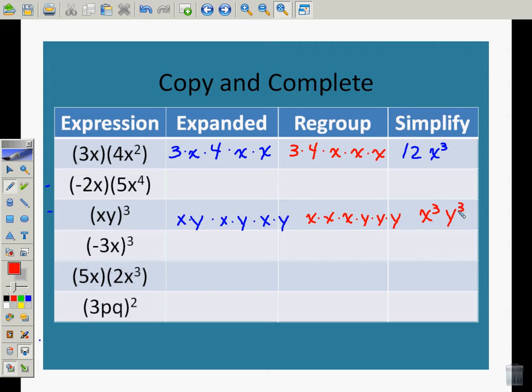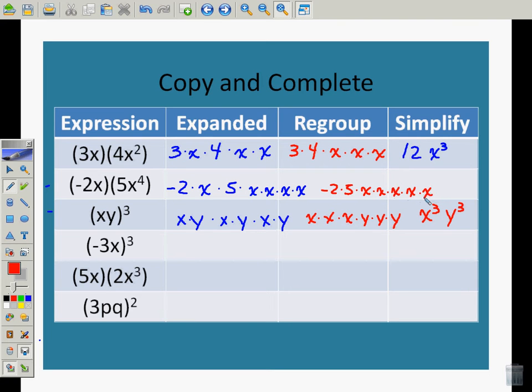All right, so we're back. We're going to start at the top and write out exactly what this means. It's -2 times x times 5 times x times x times x times x, because there's 4 x's. X to the 4th is 4 x's in a row. When I reorganize this, I get -2 times 5 times x times x times x times x times x.